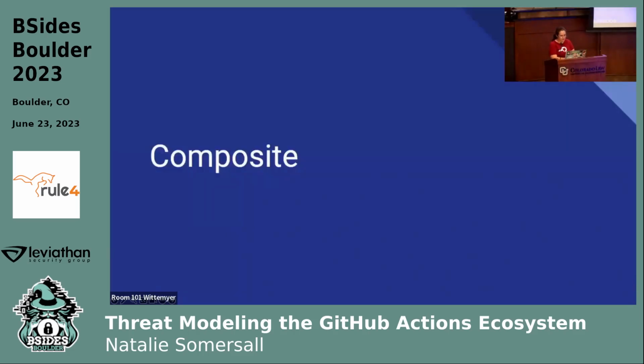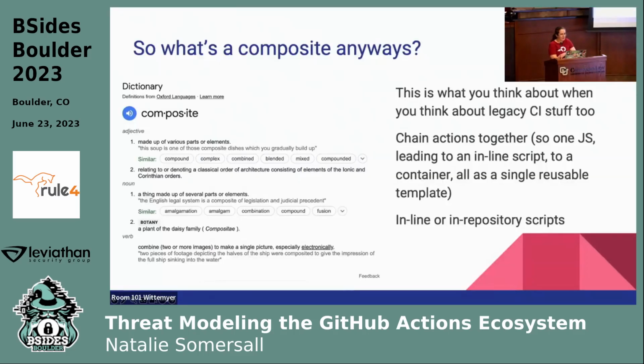And then lastly, I want to talk a little bit about composites because this is kind of like a weird catch-all. And it's what you really think about when you think about what your legacy CI stuff is as well. So a composite is an action that is tons and tons of various parts and pieces. So you can chain actions together. You can call one action that can then call 3 or 4 other things. So say you can have a JavaScript action leading to an inline script, leading to a container, all as a single reusable template. And you can also run scripts inline or in the repository, and you can say, hey, we checked out this file, run this file.